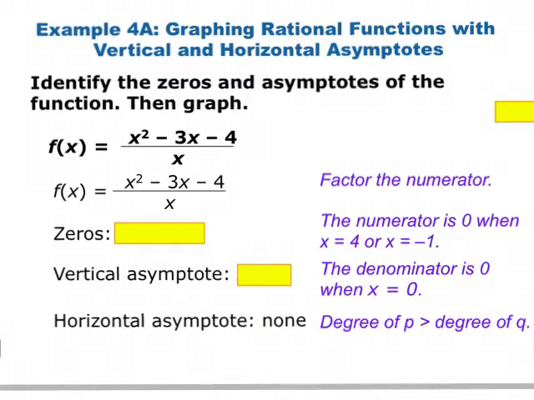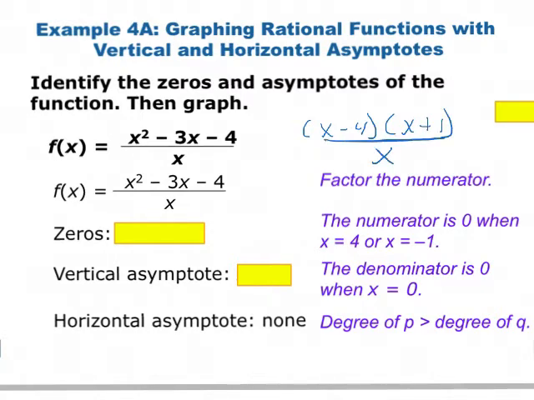Now, let's take a look at the top. Can I factor the top? Well, if I look at the top, it factors into, what does that become? Looks like it's going to become x minus 4 and x plus 1, all over x.